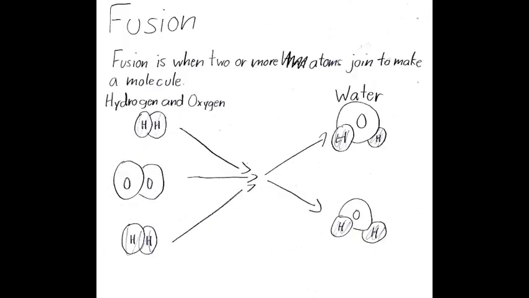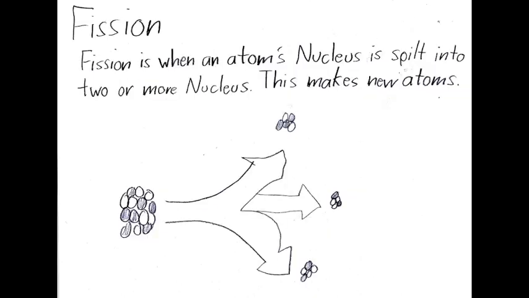Fusion is when two or more atoms join to make a molecule. Fission is when an atom's nucleus is split into two or more nuclei. This makes new atoms.